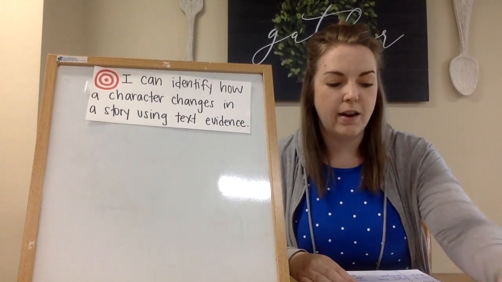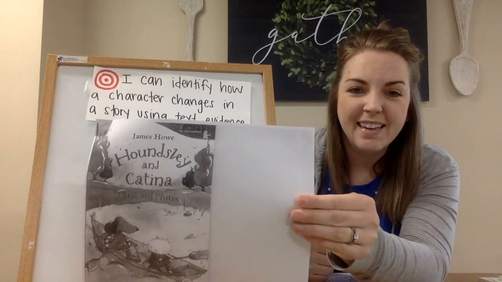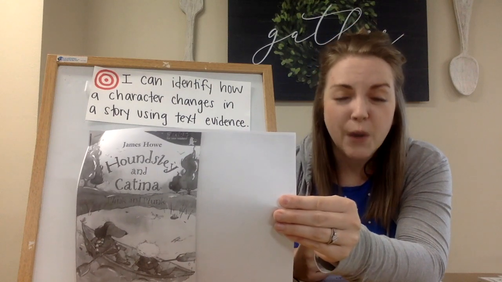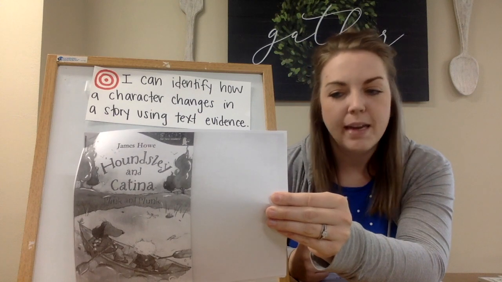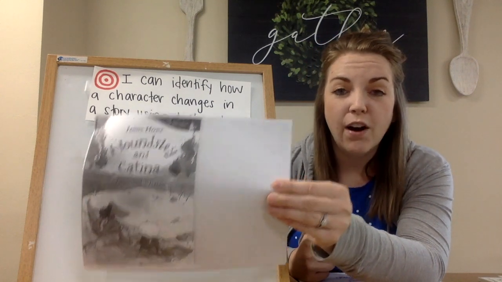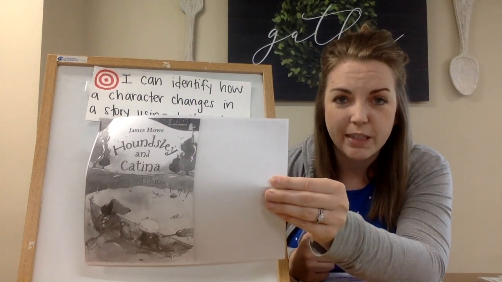Today, you got Houndsley and Katina, Plink and Plunk in your learning packet. Make sure you have read this whole story before you do this lesson, because you're not going to see how the characters change unless you read all 3 chapters. So make sure you've read all the chapters before you start.